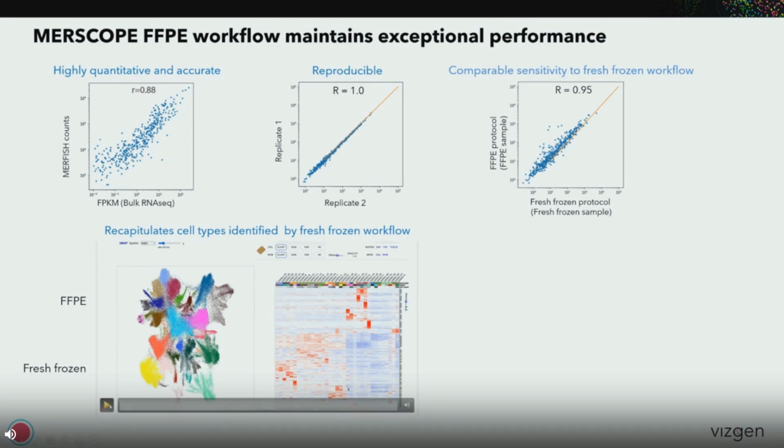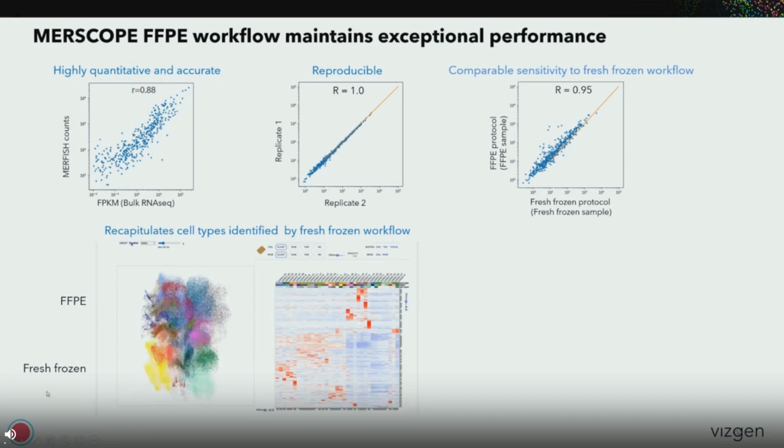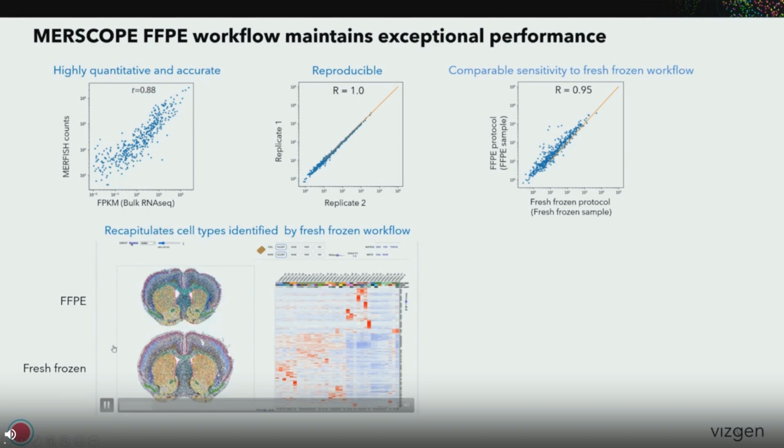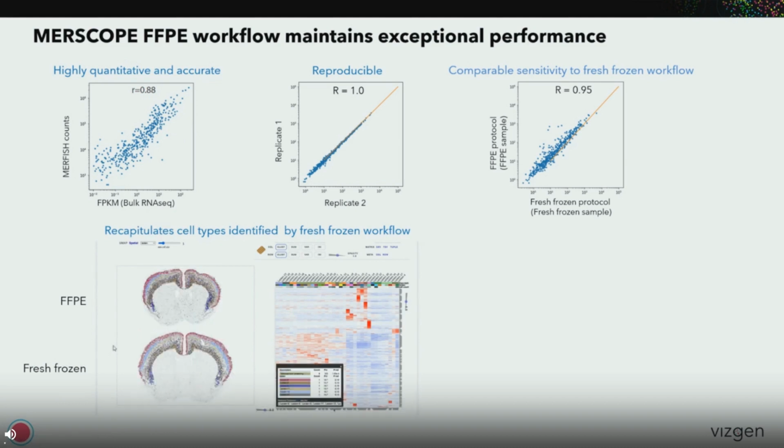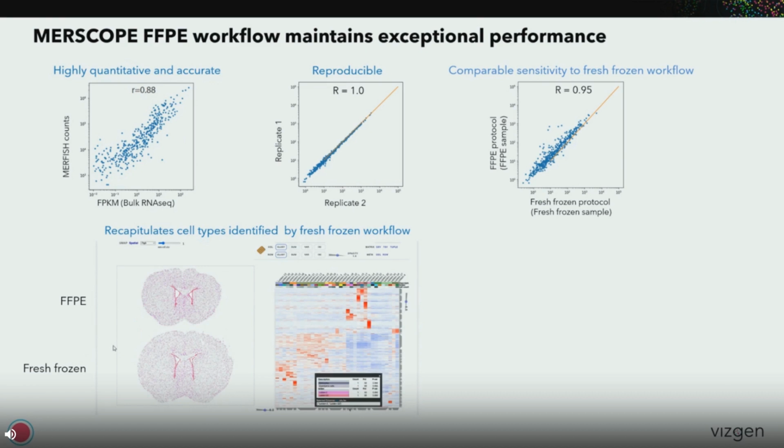I'm going to play a short video here. Shown here is the UMAP identified by this panel of 483 genes. This animation is going to show the spatial distribution of all the different cell types identified by the FFPE workflow at the top, and the fresh frozen workflow. As we look at different clusters, I hope you can really appreciate how the FFPE workflow is able to recapitulate all the major cell types identified by our fresh frozen workflow.